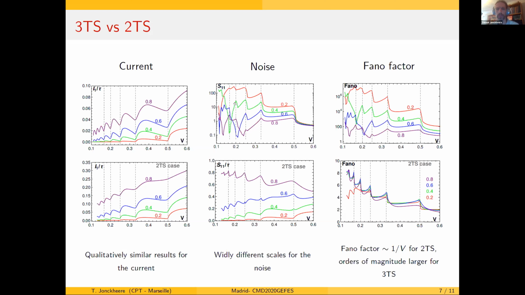And then of course, if you compute the Fano factor, for the 2-lead case, the Fano factor is increasing as the inverse of the voltage. And this is just because the Fano factor reflects the effective charge which is transmitted in the multiple Andreev reflection. So it's proportional to the number of reflections, which is increasing as 1 over the voltage. But in our case, we have Fano factors which are again several orders of magnitude larger.